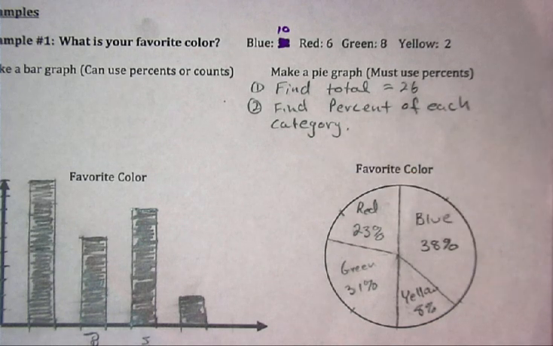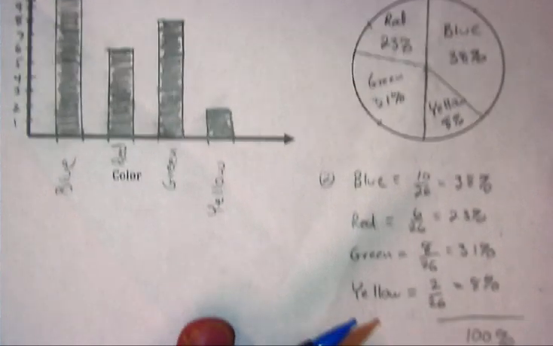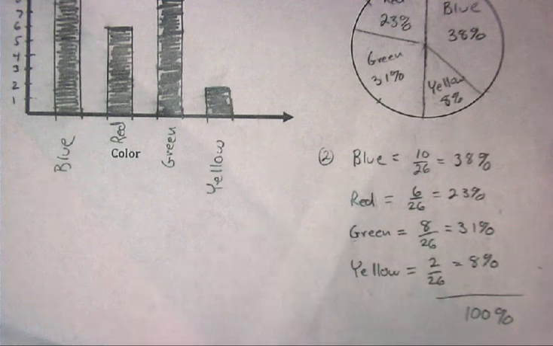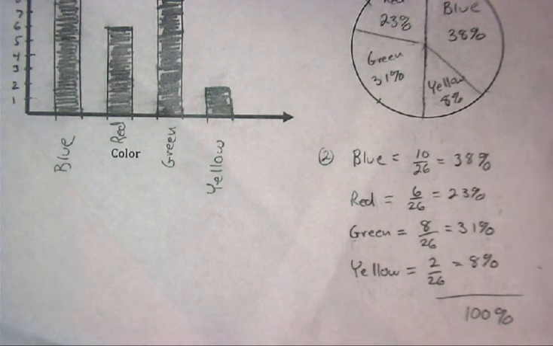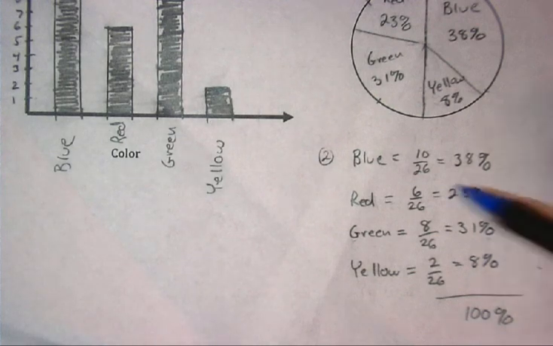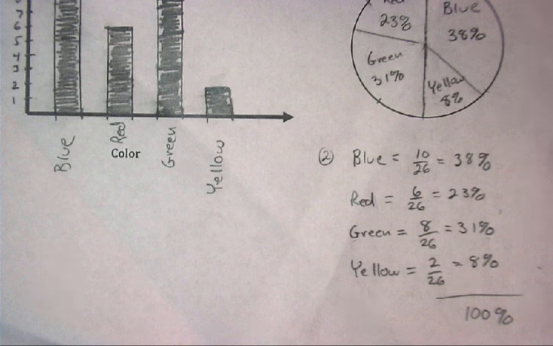Once we do that, we have to find the percent of each category. In order to do that, we're just going to do some division. So you take the number of people that responded blue divided by the total, and then I'm going to have you round that to the nearest whole percent. Do that for each one of the colors, and at the end you should end up with 100%.